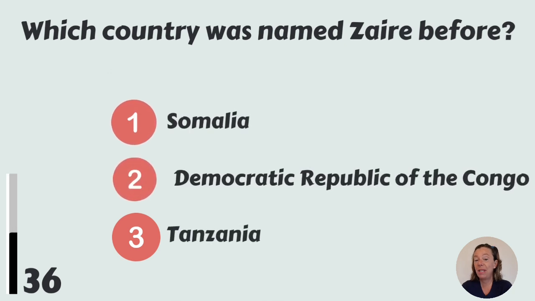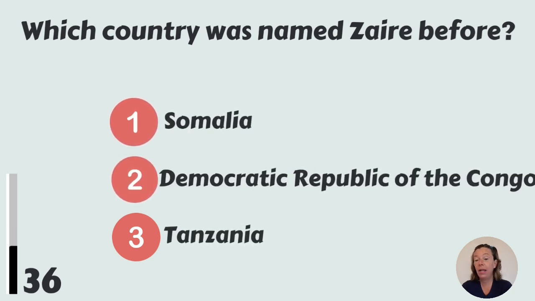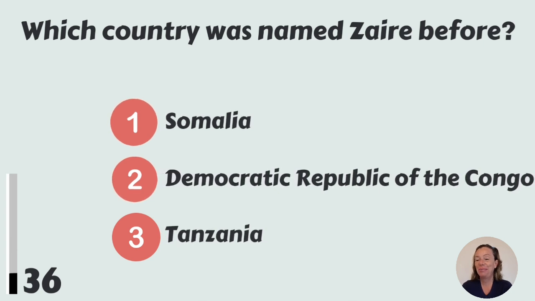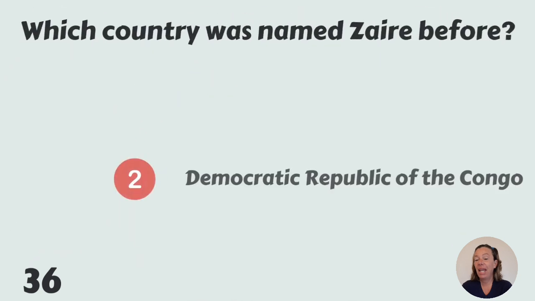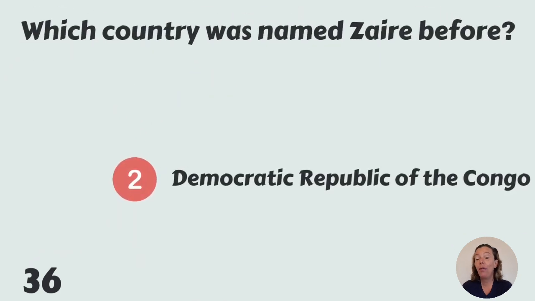Which country was named Zaire before? Somalia, Democratic Republic of Congo, or Tanzania? It was the Democratic Republic of the Congo.